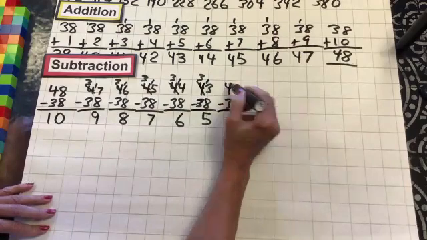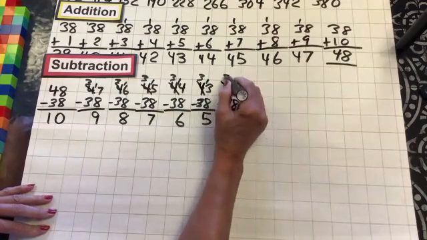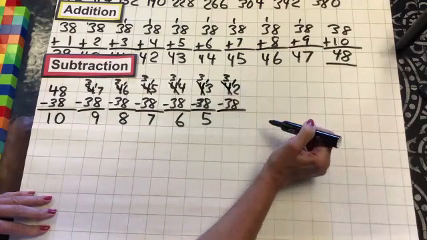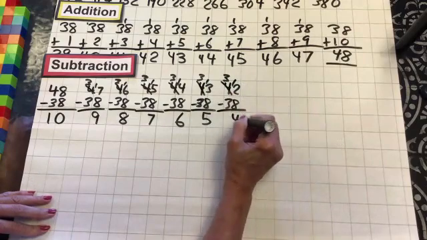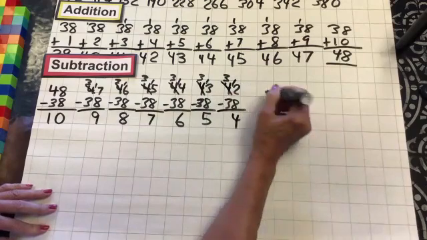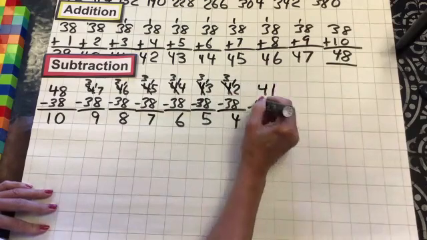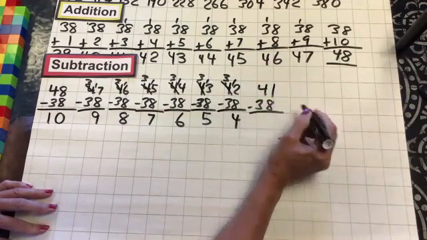8 from 2, can't do. Borrow from the 4, making it 3, and changing that to 12. 12 minus 8 is 4. 3 minus 3, nothing. 41 minus 38.